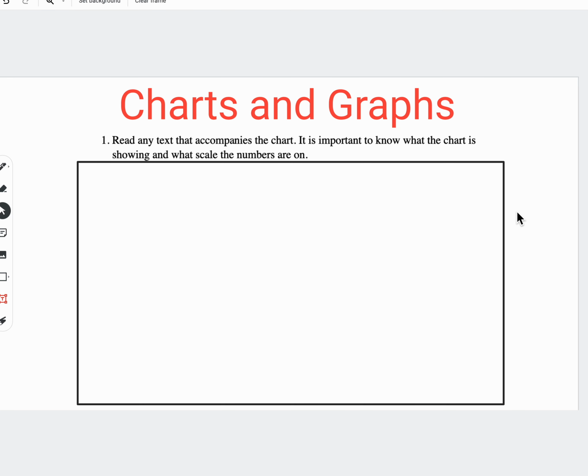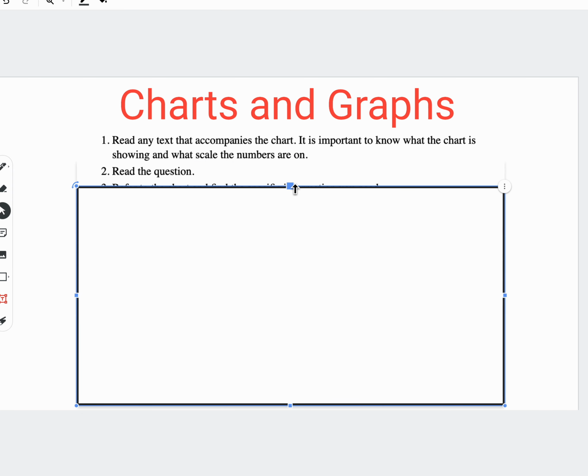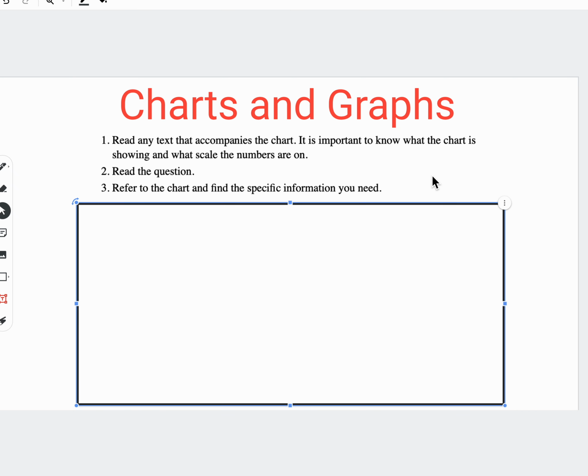correctly. Number one, we want to make sure to read any text that accompanies the chart. It's important to know what the chart is showing and what scale the numbers are on. There's a big difference between counting by tens and counting by millions, for example. Number two, we'll read the question carefully. And number three, we'll refer to the chart to find the specific information needed to answer the question. If there's more than one question about a single chart, then the later questions will tend to be a bit more difficult than the earlier ones on our exams.